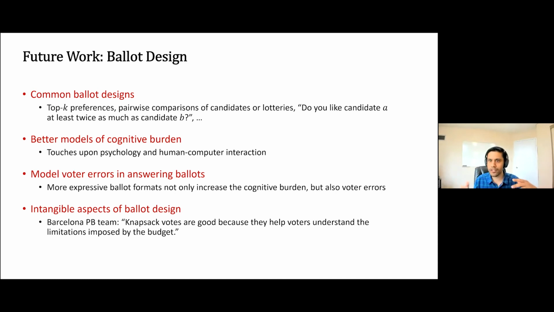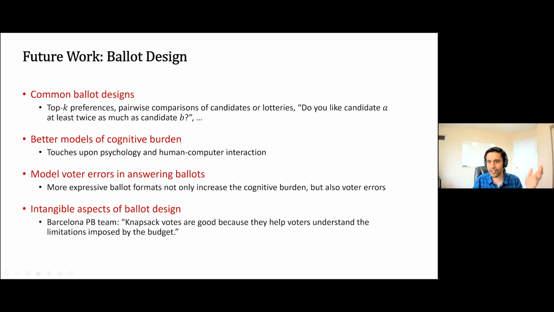So one obvious question is to work with some common ballot designs, such as Dominic mentioned, asking voters to report their top K rankings, so just rank the K most favorite candidates, or ask voters to compare pairs of candidates or pairs of lotteries over candidates, or asking voters questions like, do you like candidate A at least twice as much as candidate B? Okay, so especially for the economists in the audience, this can be really naughty questions because it's not clear how the voters are supposed to evaluate whether they like some candidate at least twice as much as some other candidate, especially if you don't have an actual utility function underneath. But these are the type of input formats that people have thought about in the literature.